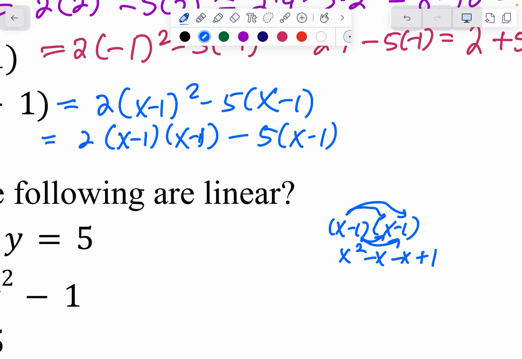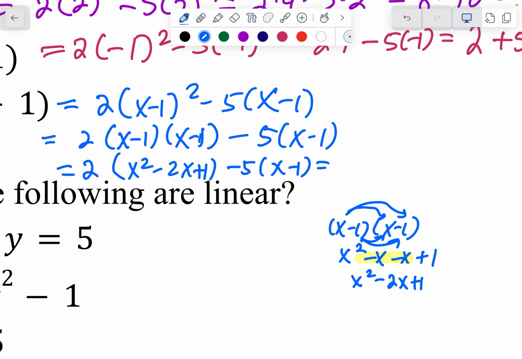Okay. Does anybody see the like terms that we can combine? What are like terms we can mush together? Yeah, those negative x and negative x. So we have 2 of those. They are both negative, so we get negative 2x plus 1. So let's put that back up here. That's x squared minus 2x plus 1.